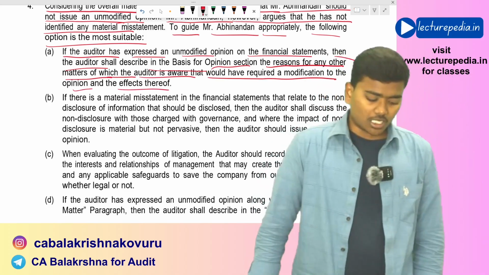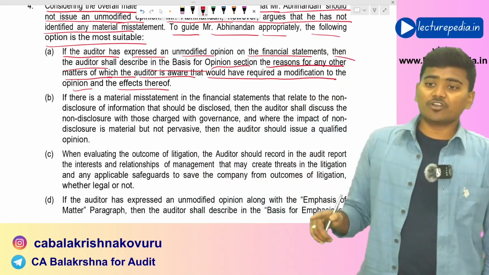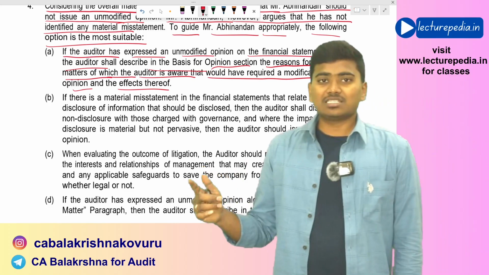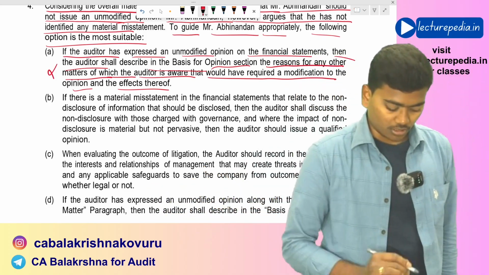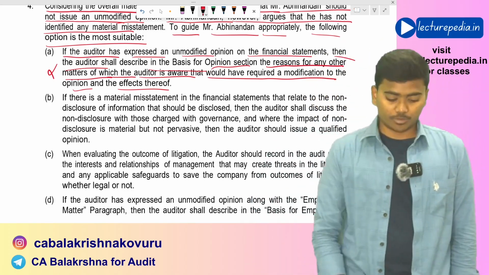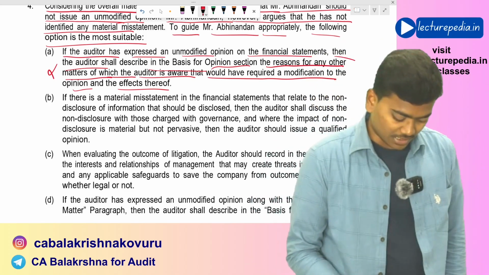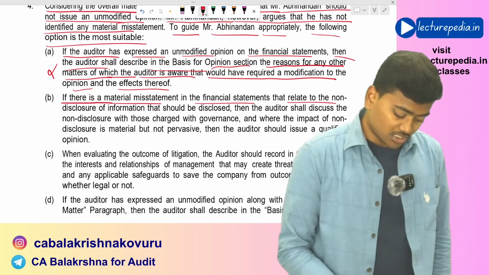Yes, if the auditor gives an unmodified opinion, he need not give the reason for this unmodified opinion in the basis for opinion. So this option is not wrong. If he gives a modified opinion, then the reason for such modified opinion he needs to give in the basis for opinion paragraph, right?